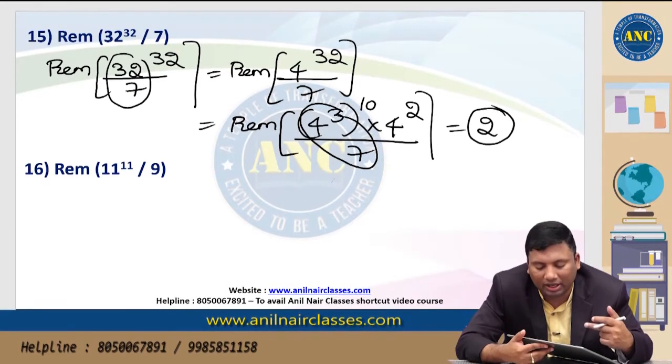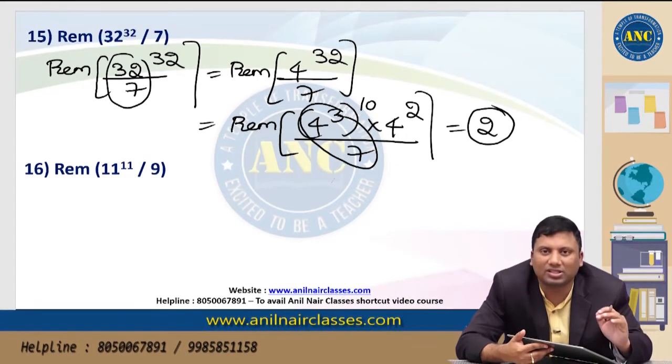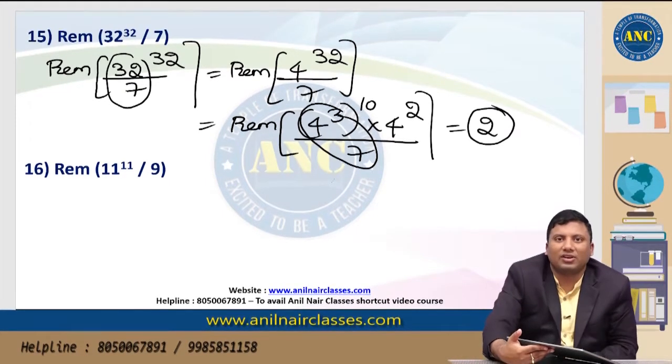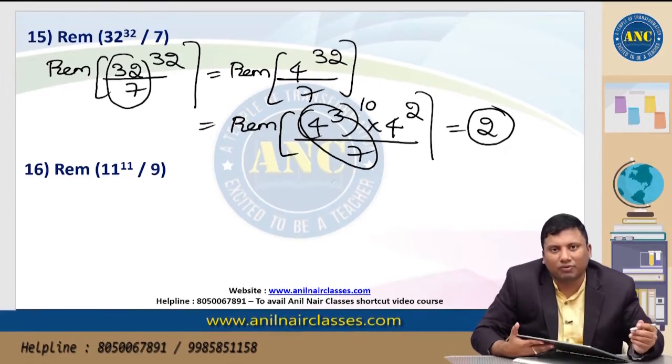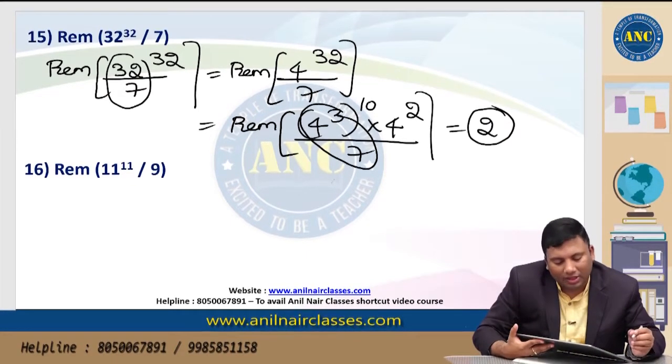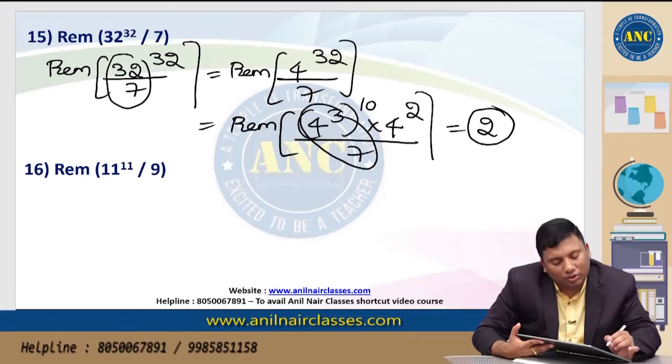4 cube power 10 into 4 square divided by 7. 4 cube is 64. 64 divided by 7 is 1. 16 divided by 7, 7 2s are 14. Right? Remainder is 2.